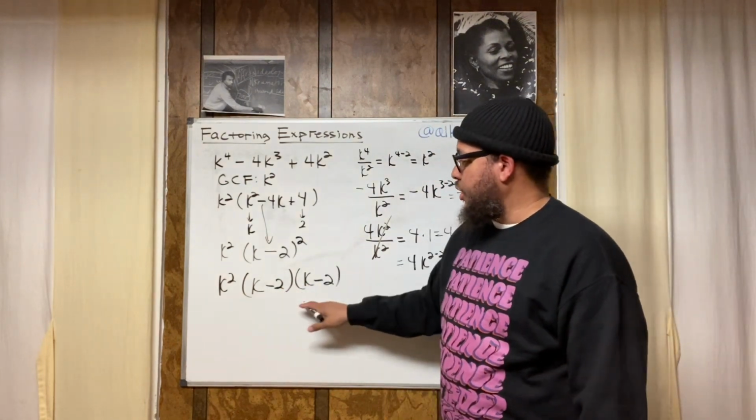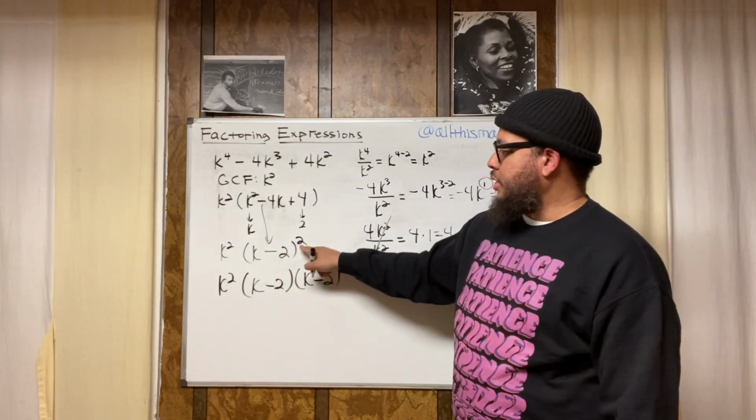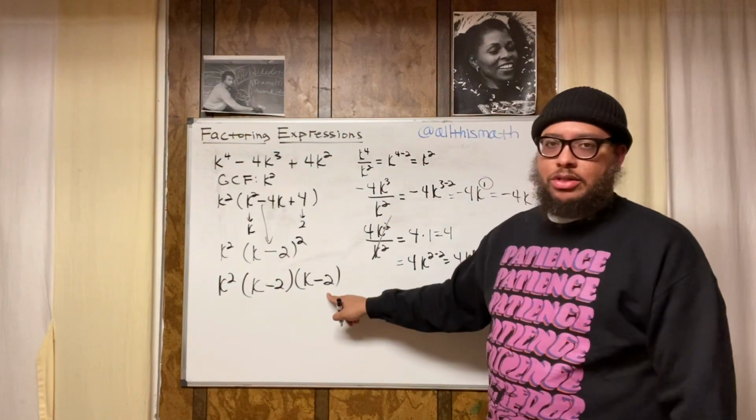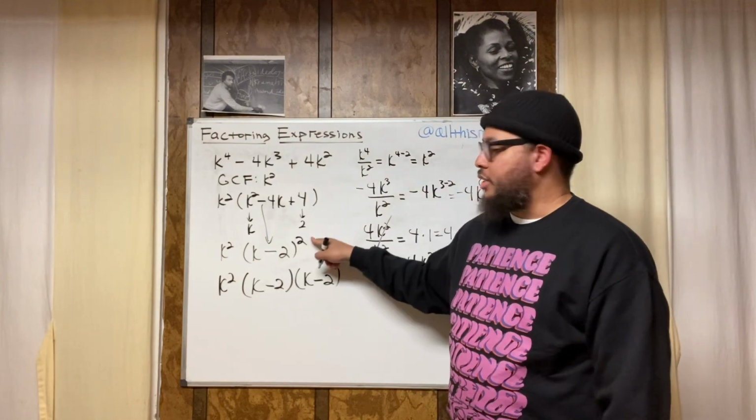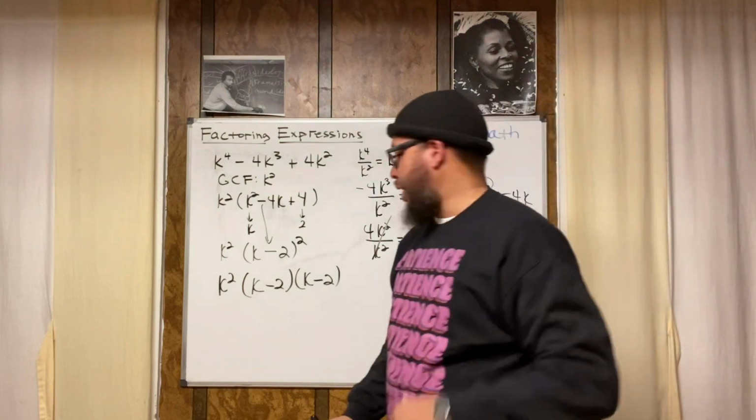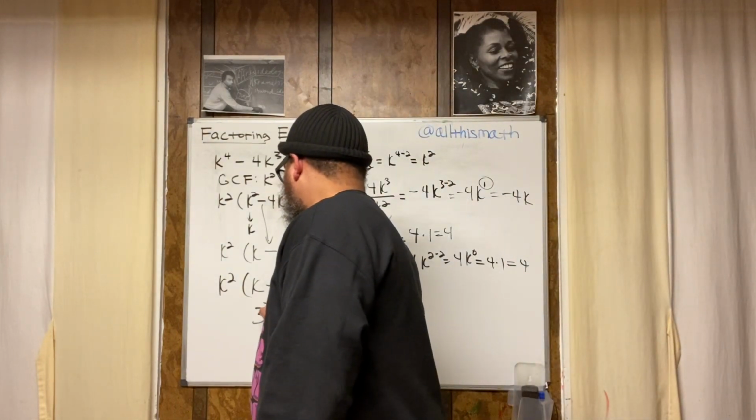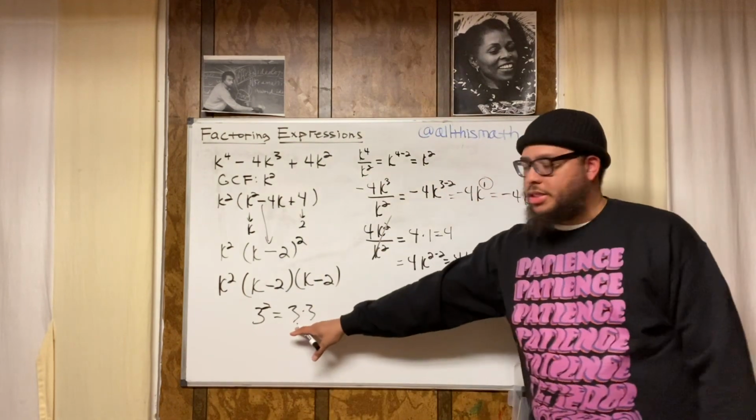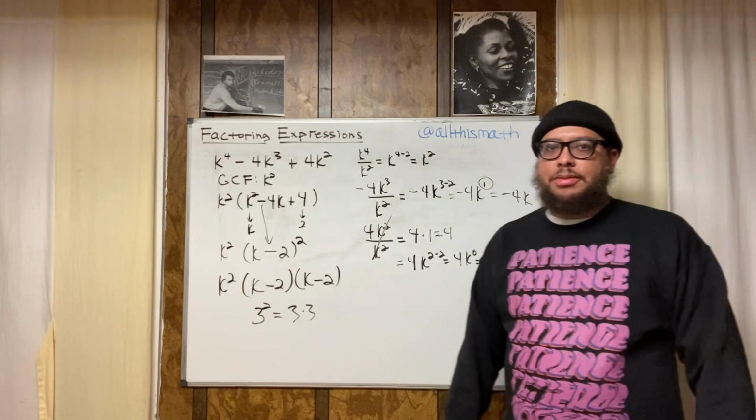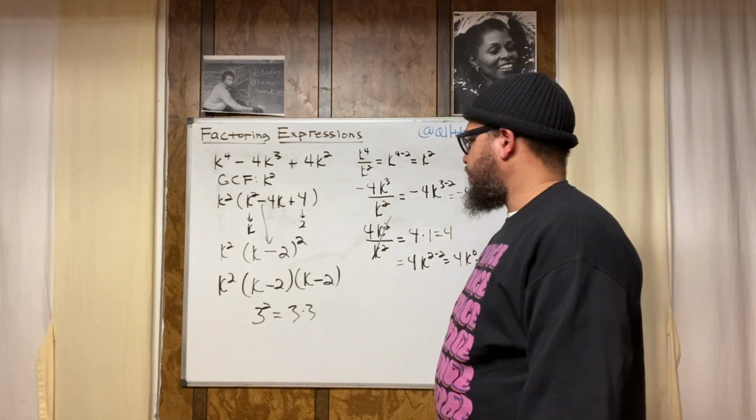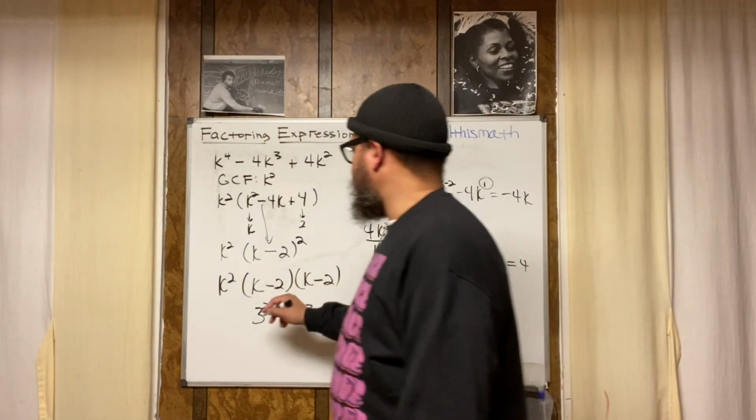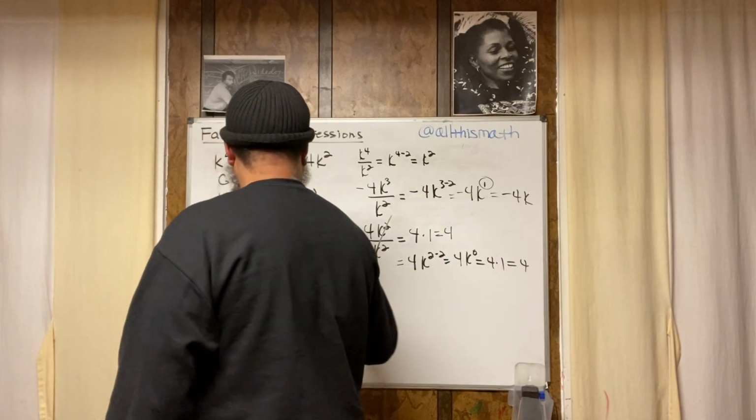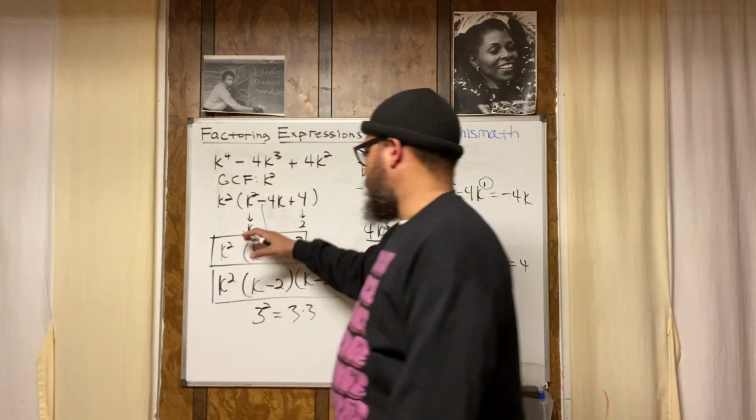Now notice how this is really the same thing as that. Because isn't this just like a shorter version of this? Because k minus 2 times k minus 2 is the same thing as saying k minus 2 to the second power. Just like 3 to the second power is the same thing as saying 3 times 3. They're the same thing. All right? So you can either say this is the final answer, or you can say this is the final answer. Either way, we good.